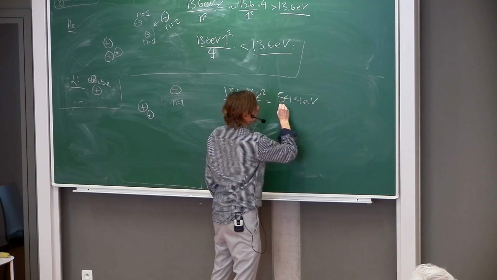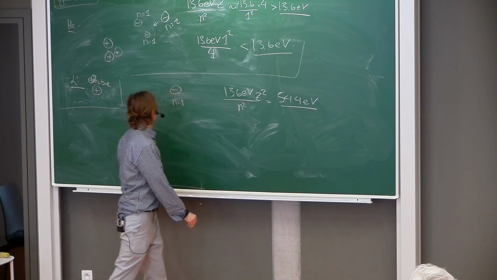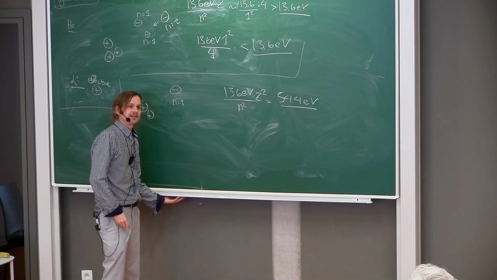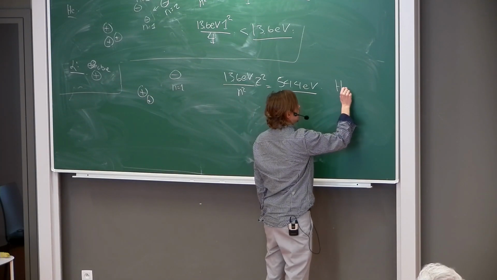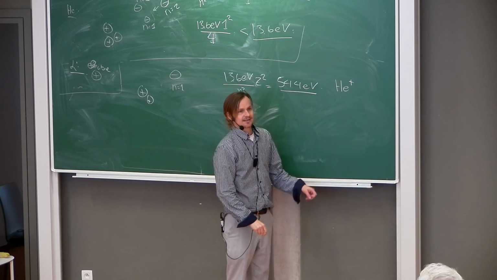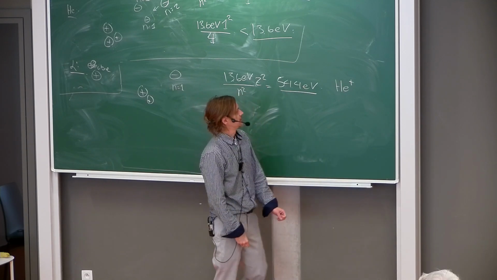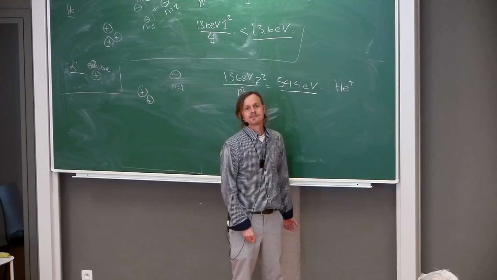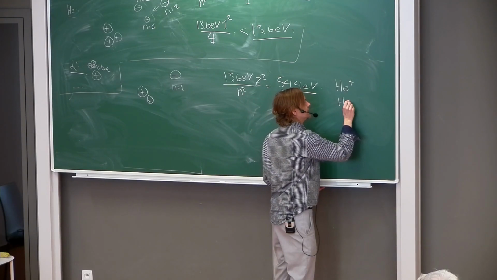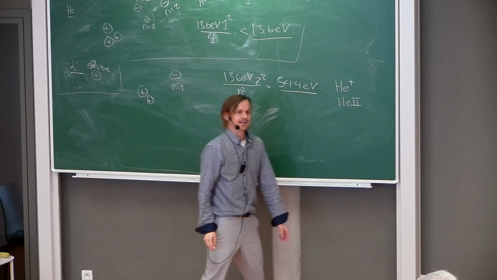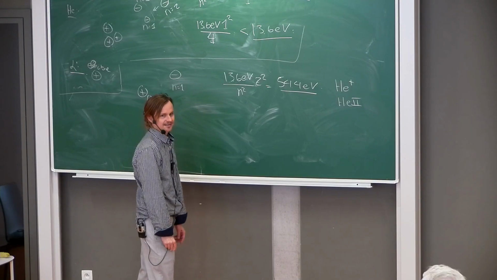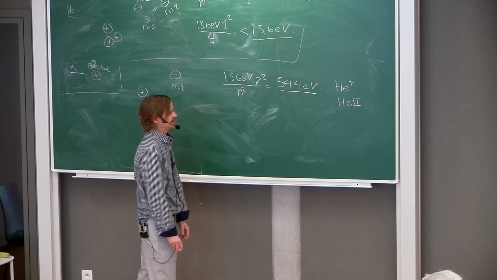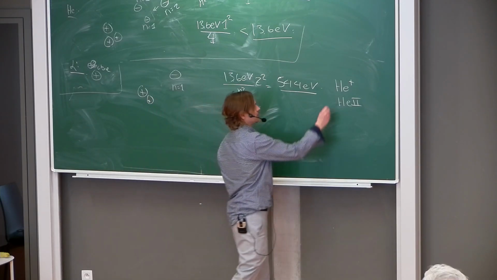that's 54.4 electron volts. And that's the ionization energy of singly ionized helium, which in spectroscopy you often see denoted by helium plus, meaning that it has lost one of its electrons, or helium 2, meaning that it's singly ionized. Helium 1 is neutral helium. Helium 2 is singly ionized. So that's often what you see.